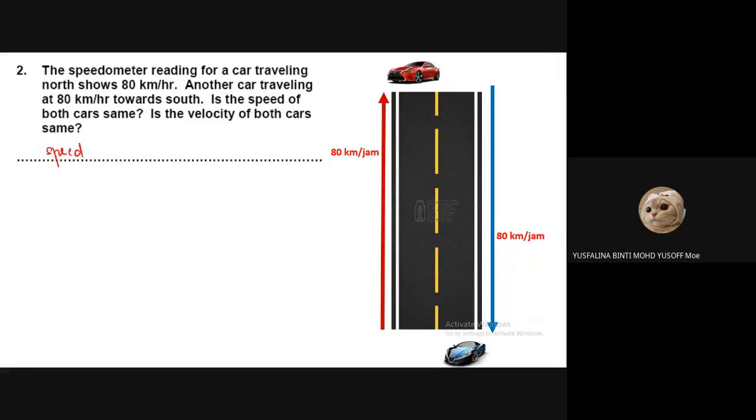Even though the direction is different, it doesn't matter because speed is a scalar. We don't consider the direction. Okay, speed is same. And you already see the cars move in opposite direction, right? So is the velocity same? No, velocity is not. Velocity is different because of what? Because even though they move with the same magnitude, they move with different direction. So velocity is not same. Velocity is different.